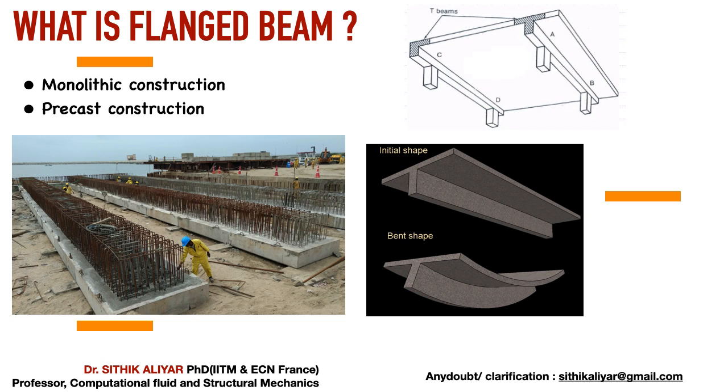So first the theory: what is a flanged beam? I hope you know what flange and web are. Take a T shape. The horizontal part is called the flange and the vertical part is called the web. I hope you know this one.